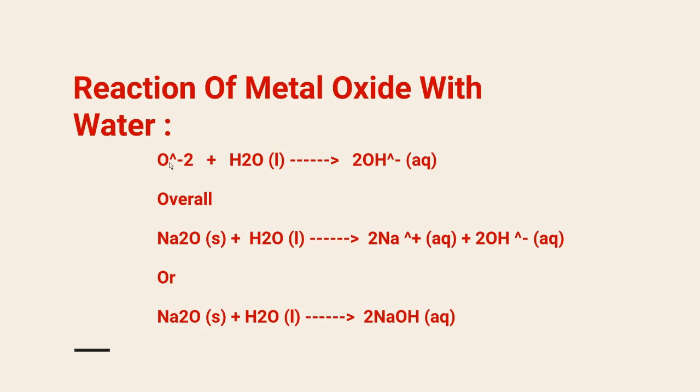Now here you see the reaction of metal oxide with water. When an ionic solid dissolves in water, the aqueous solution will be composed of the aqueous metal ion, which is the cation, and the oxide ion, which is the anion. The oxide ion is a very strong base due to its very small size and high charge. Since OH⁻ is the strongest base that can persist in water, the oxide ion reacts quantitatively with water to generate OH⁻ ions.